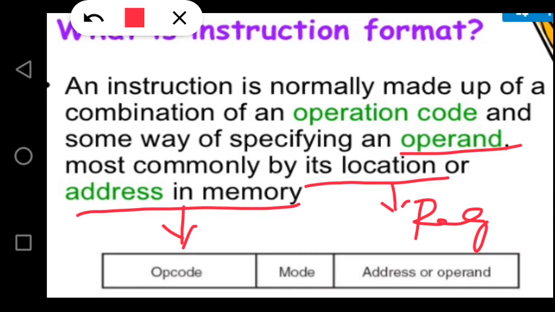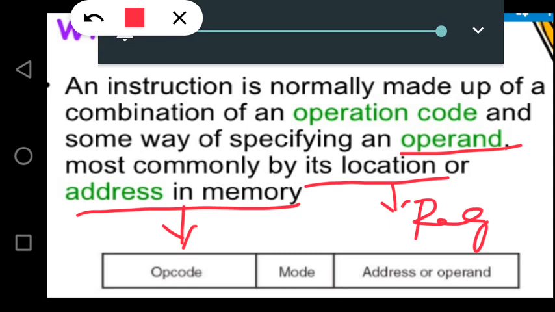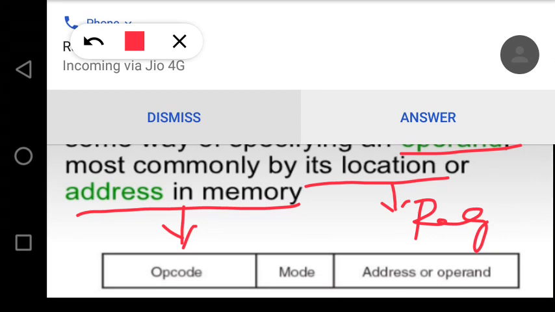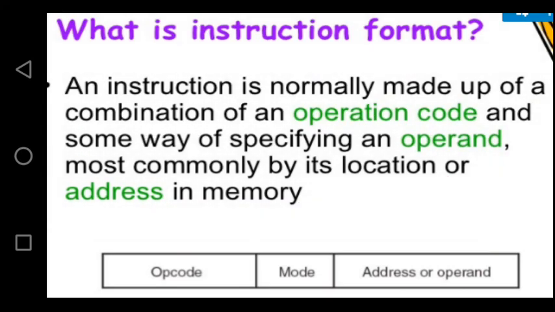Anyway, the opcode has to be present in the instruction. When it comes to operands, operands means the data on which this operation is required to be performed. The data can be within the instruction, that is one possibility. Another possibility is the data can be present in a register, in special registers or in general purpose registers, or the data can be present in the memory.